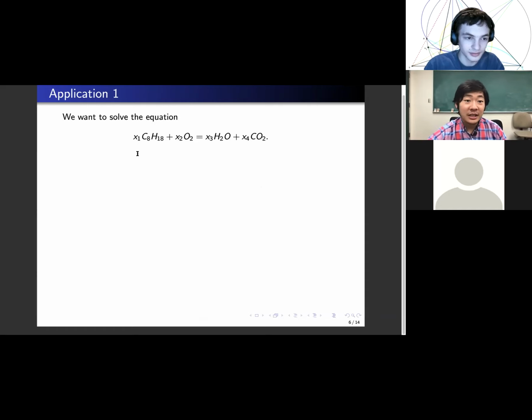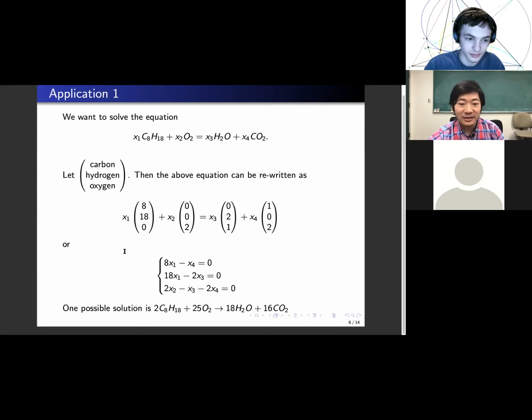In order to figure that out, we can use systems of linear equations. So the equation that we want to solve is something like this. You're going to have x1 amounts of octane, x2 amounts of oxygen, and on this side, there will be x3 amounts of water and x4 amounts of carbon dioxide. So how can we figure out what x1, x2, x3, x4 would be? Here's how you can apply linear systems of equations to balancing chemical equations.